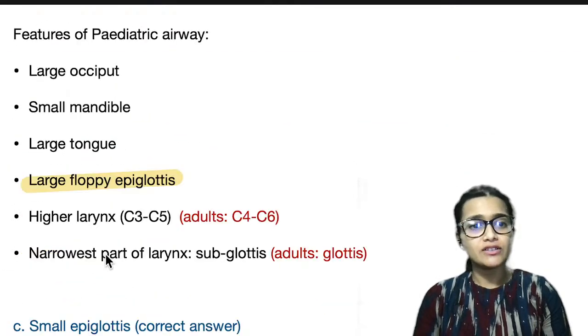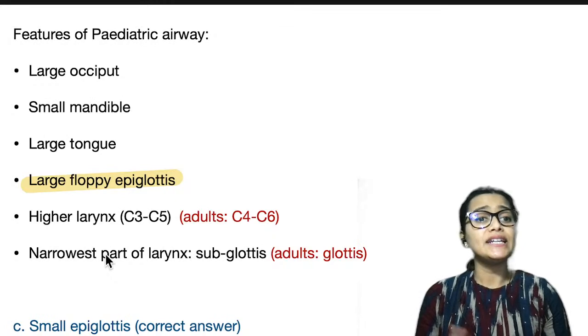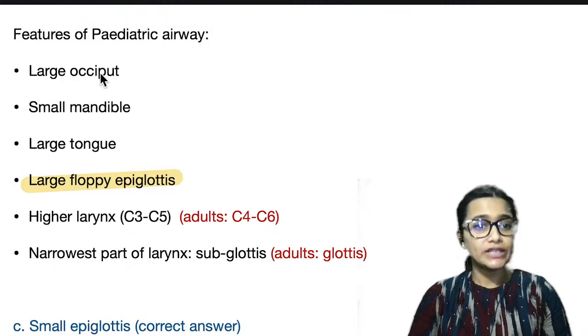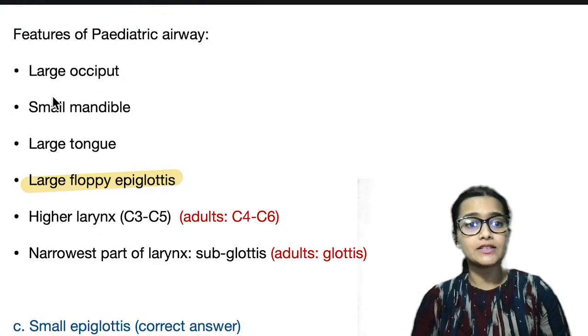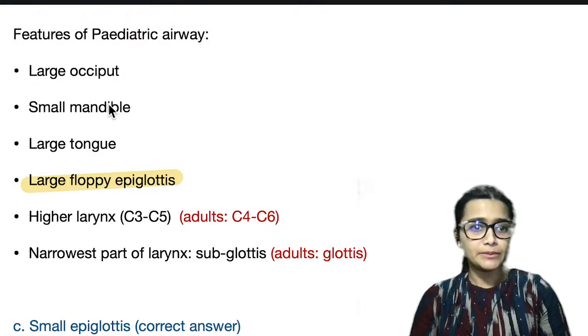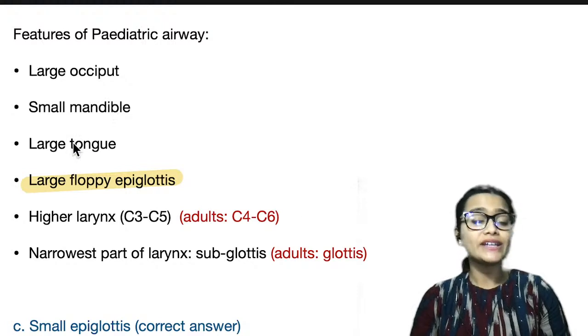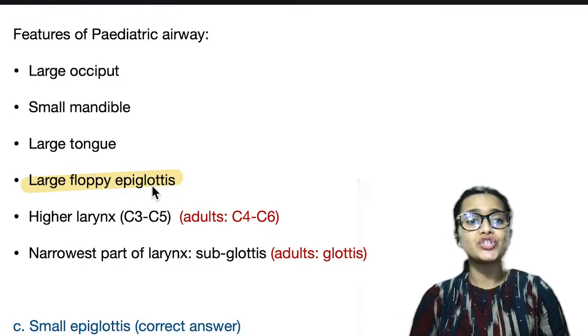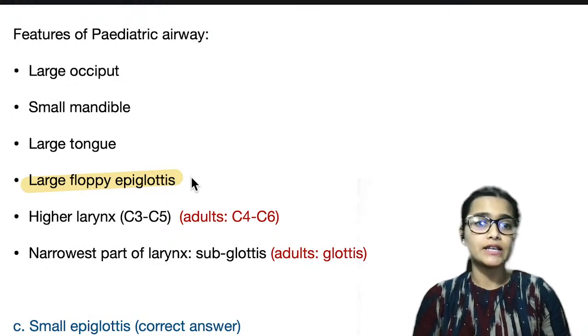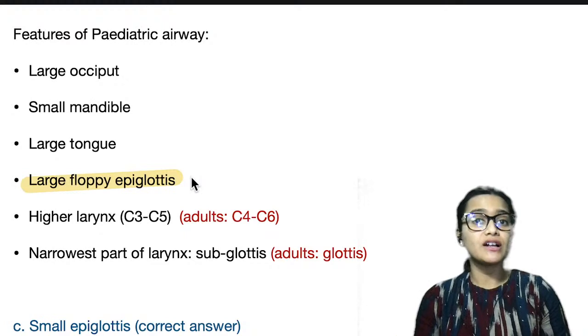Talking about features of the pediatric airway, they have a very large occiput, and therefore when you are intubating small children, you need to keep a drape under the shoulder compared to under the head as we do for adults. They have a small mandible but a large tongue. Therefore, there is a risk of the tongue falling back when relaxed and obstructing the airway. They have a very large floppy epiglottis, also called an omega-shaped epiglottis, which is sometimes very difficult to move away from the vocal cords.